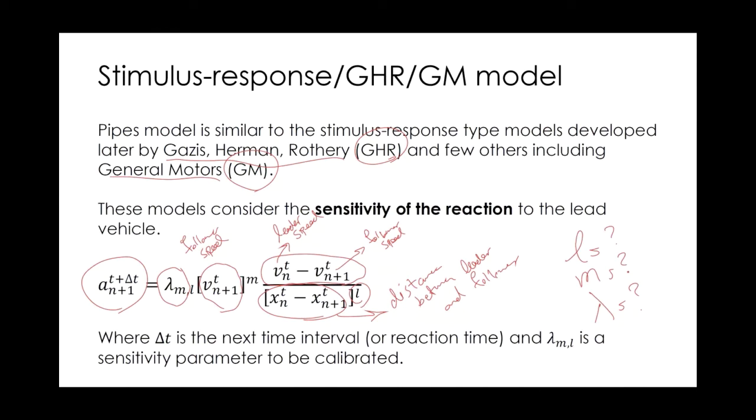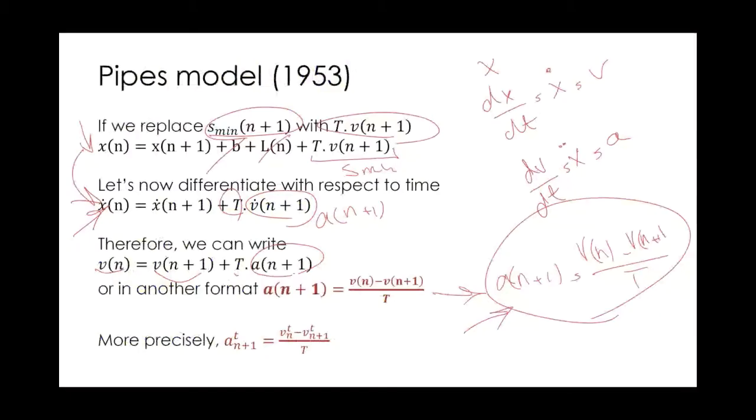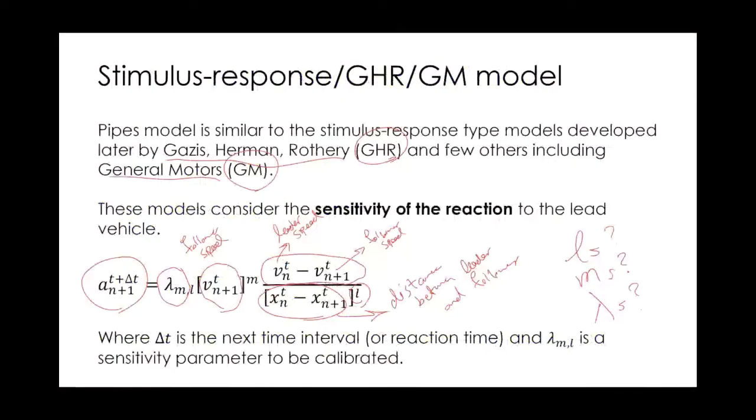So this is how stimulus response models work. Again, if I go back to the Pipe's model, look at the acceleration formulation in the Pipe's model. The acceleration of the follower in the Pipe's model only depends on the difference between the speed of the follower and the leader. However, in the stimulus response models, not only do we have the difference between the speed of the follower and leader as here, but what matters is also the distance between them and also the actual speed of the follower. So it's a more sophisticated and maybe more complete way of modeling car following compared to Pipe's model.